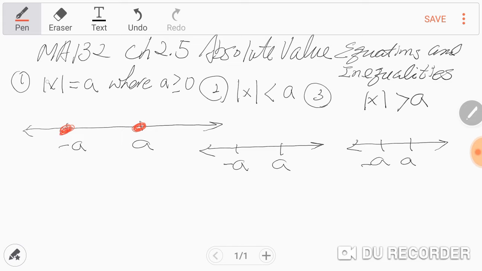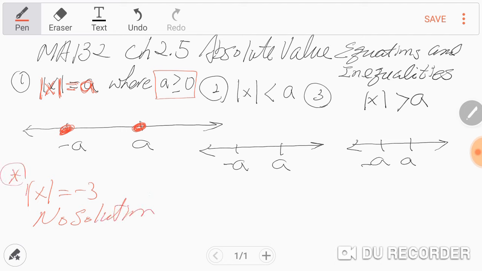Always make sure that absolute value of something is always positive, so we will let a be greater than or equal to 0. It cannot be negative. If absolute value of x equals negative 3, then this has no solution. Why? Because absolute value is always positive, it cannot be negative. We cannot find any x value whose absolute value is negative.